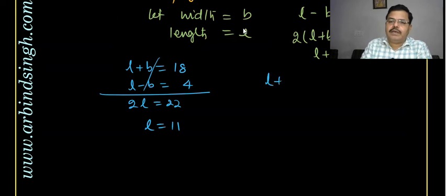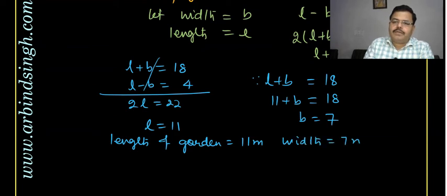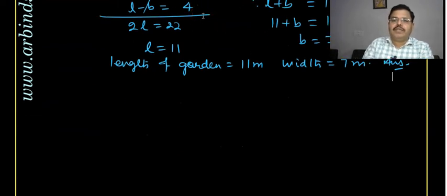And now, since l plus b is equal to 18 and l is 11, b must be 7. So b is 7. It means the length of the garden is 11 meter and the width is 7 meter. That is the answer of this question. I hope you got it. Okay, now moving to question number 6.